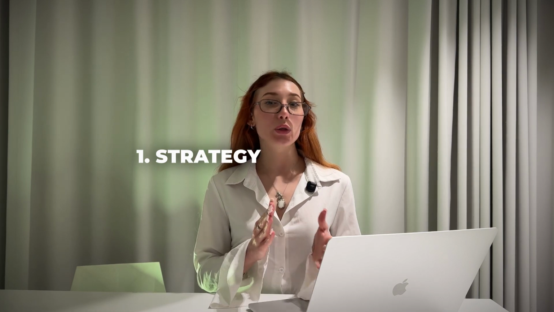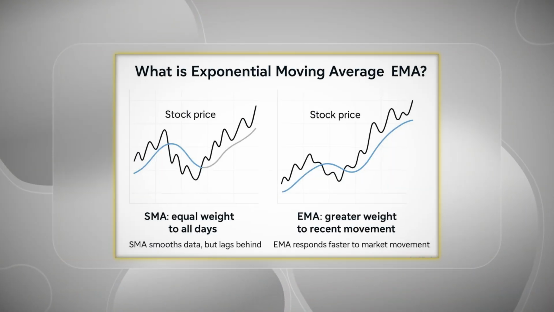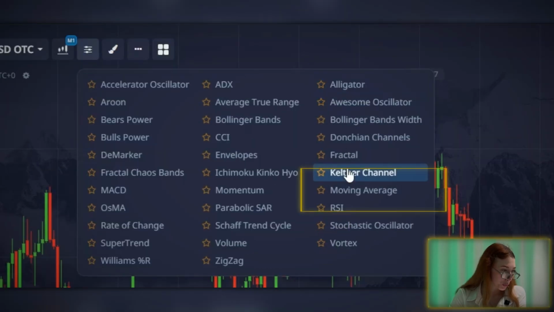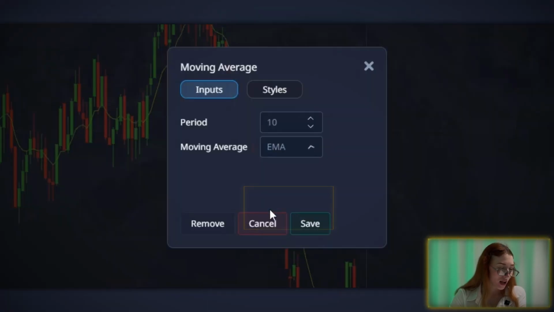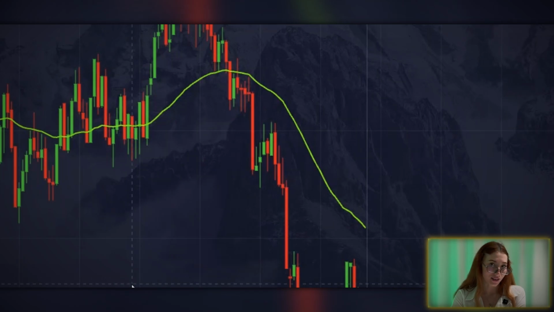This strategy uses only one indicator, the exponential moving average. EMA helps us see the trend, and beginners should always trade only with the trend. Go to Indicators, choose Moving Average, type EMA, period 50, color any color you like, and that's it. Do not add anything else.